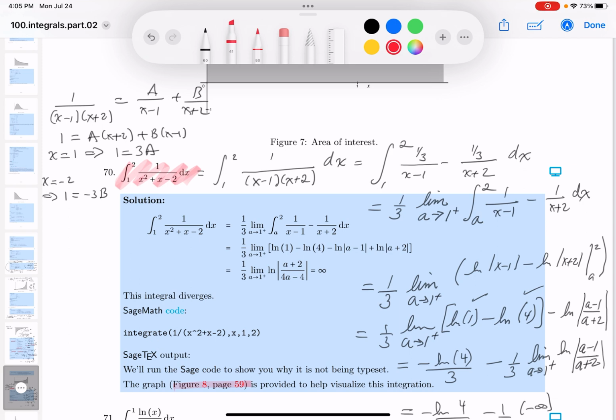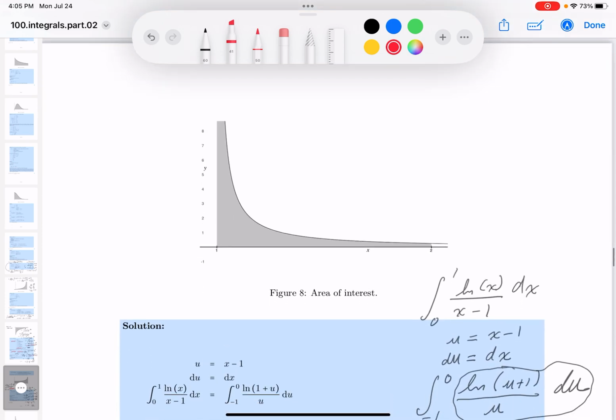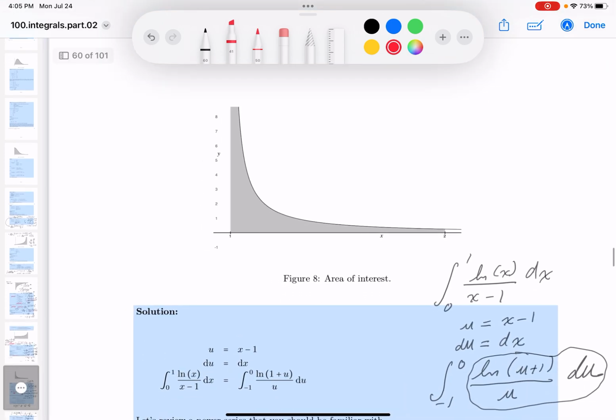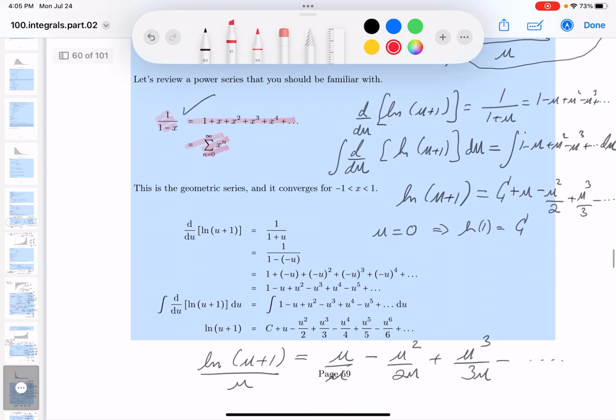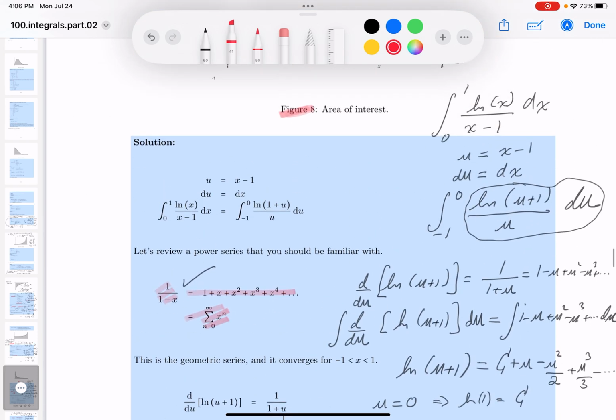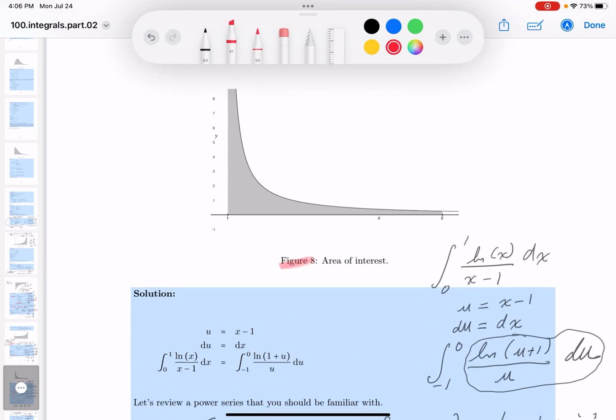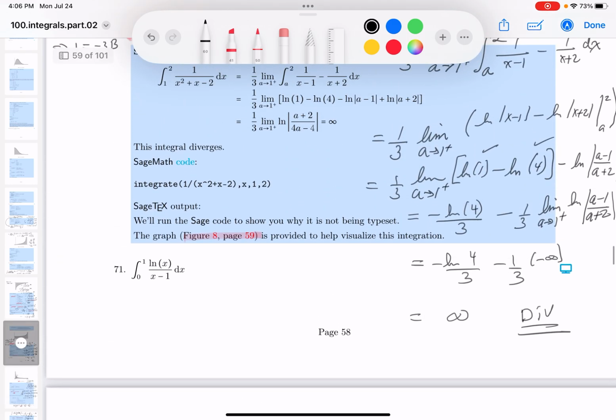I graphed the integrand. Let's take a look at it. I'm not going to say it gives me much information, by the way. This is figure 8, and it's on page 59. All I know about this picture is that it's above the x-axis. I see the numbers between 1 and 2. And I see something strange happening at 1. It's shooting off to infinity. I don't know this area, though. I had to figure it out. I can't look at that and tell you it's infinity. But when I did the integration, that's an infinite, unbounded area. It's a divergent integral. Thank you.